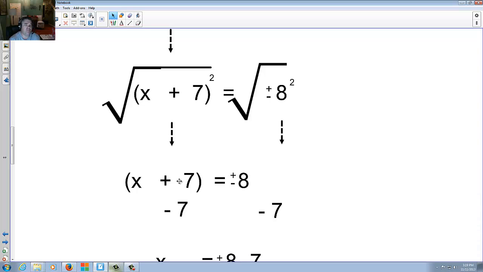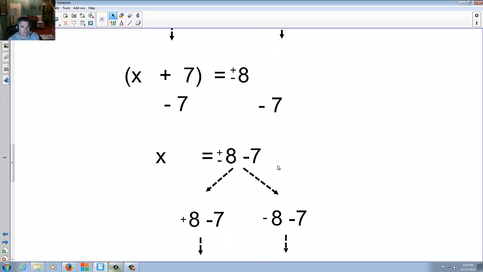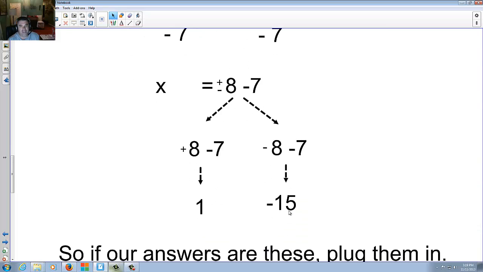From here, instead of plus 7, you have to minus 7 to one side, minus it to the other. Now there's two separate things that are going to happen. I'm going to take the positive 8 minus 7 to get one possibility, and negative 8 minus 7 to get the other possibility. So, positive 8 minus 7 will be 1. Negative 8 minus 7 is negative 15.